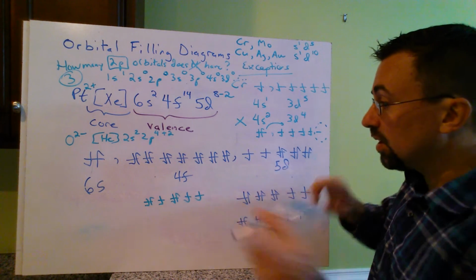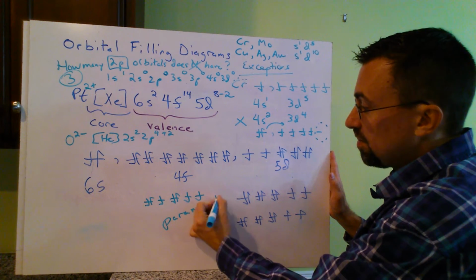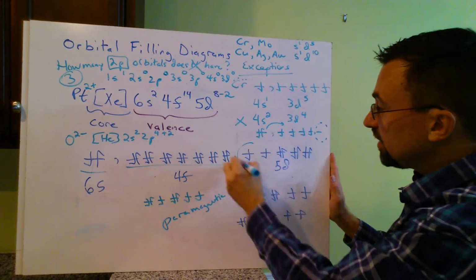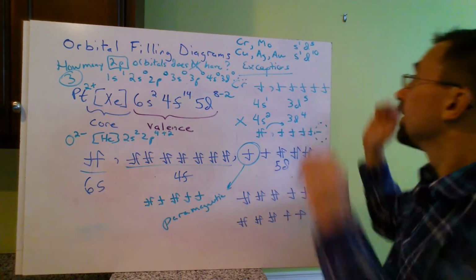And this would be a course called paramagnetic. It doesn't matter that all of these are full. As long as we have a single unpaired electron, we know it's a paramagnetic molecule.